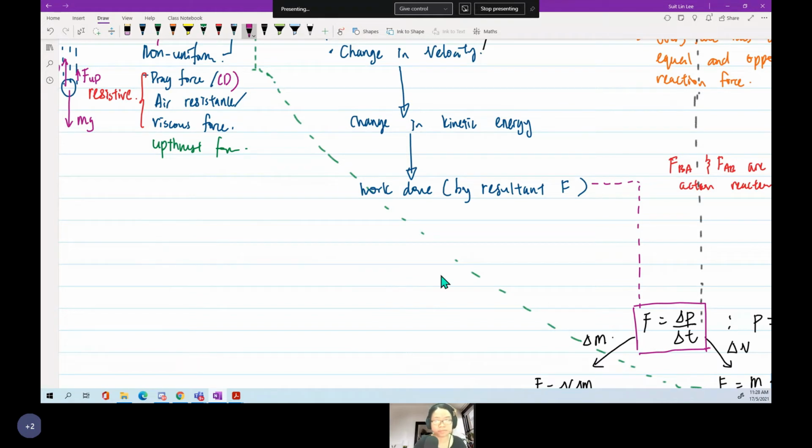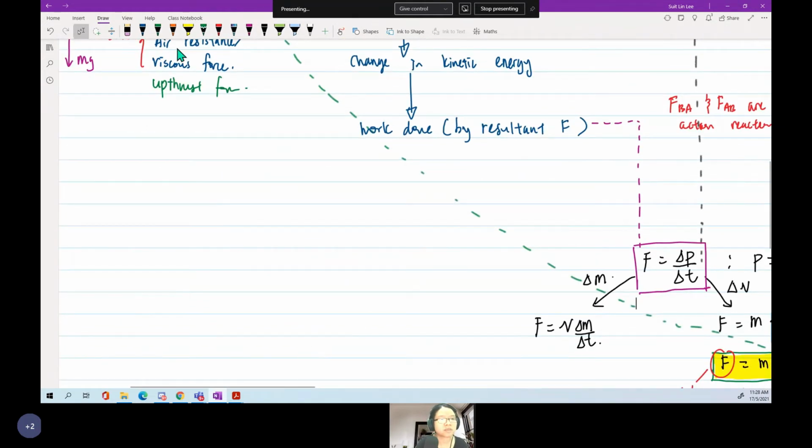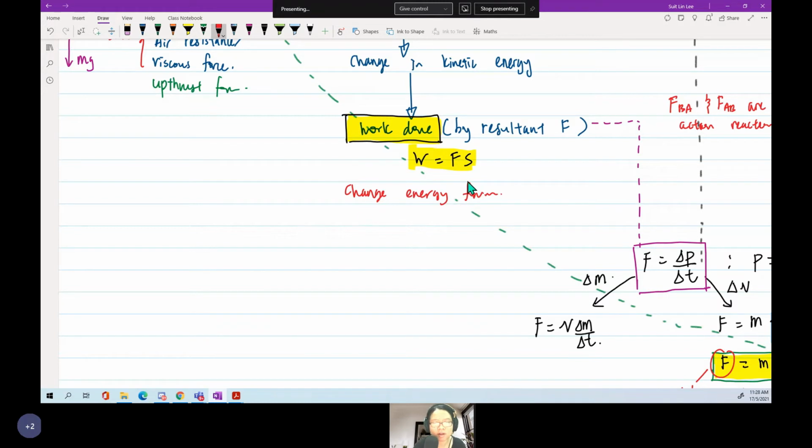Okay, work done. As mentioned just now, the important idea about work done, or energy, by the way, W is equal to Fs, and I hope you know the definition, product of force and displacement in the direction of the force. So work done is this one. When we do work, we are changing energy. Can I write here for you? Change the energy from one form to another, or one type to another.